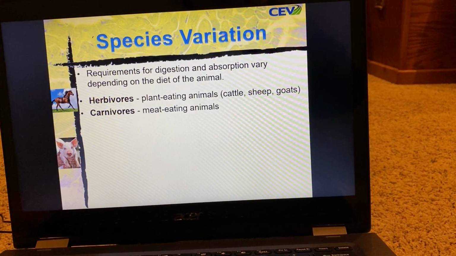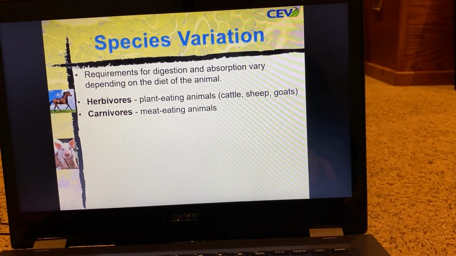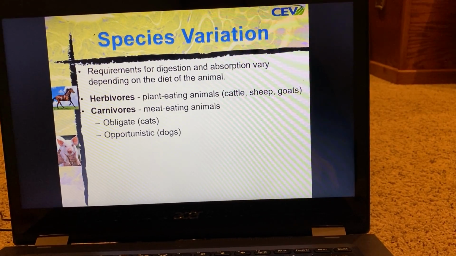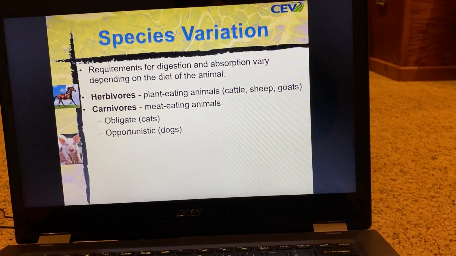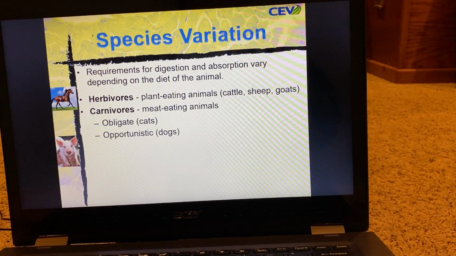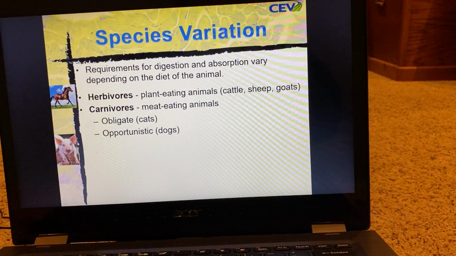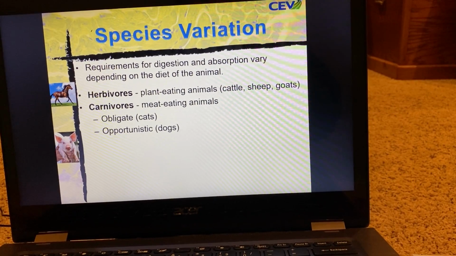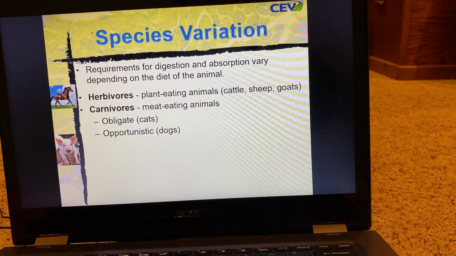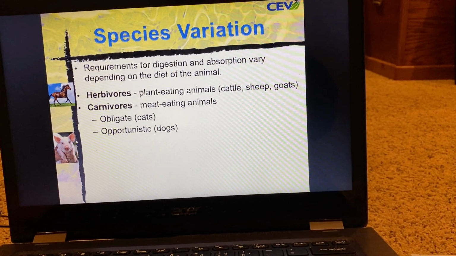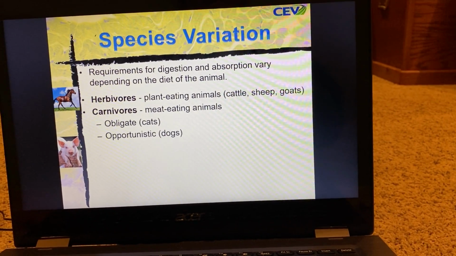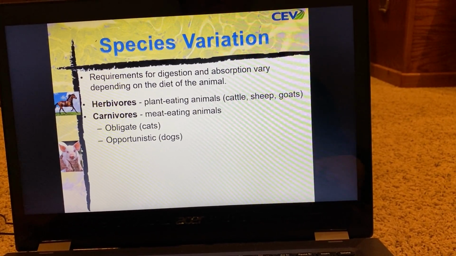When you start getting into domestic animals, that can be a little bit different. One example would be cats and dogs. So cats are called obligate carnivores, and that means if they had their choice, they literally would eat meat, chicken, mice, maybe some insects, things like that. That's all they would eat if they had the choice. Dogs, on the other hand, they are opportunistic, so they just look for opportunity.